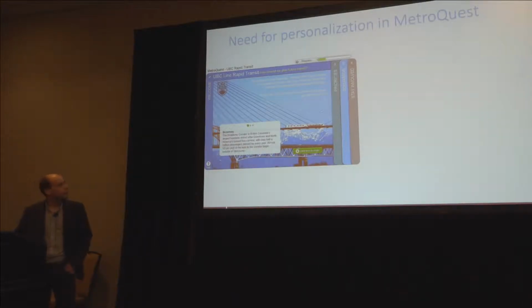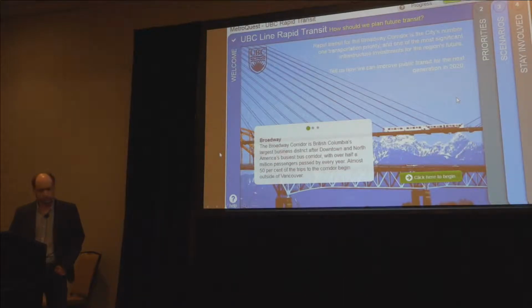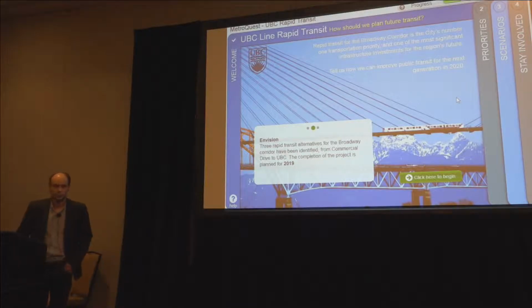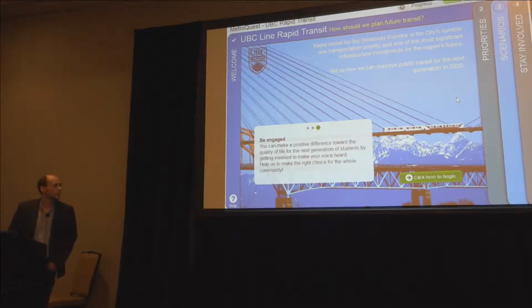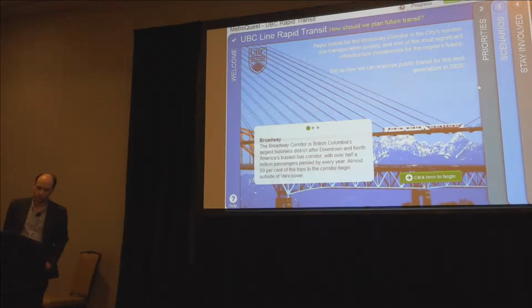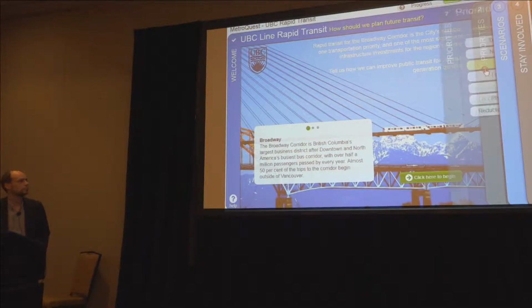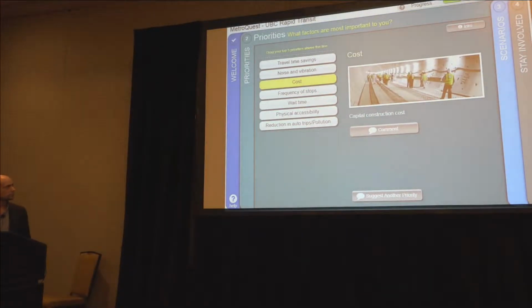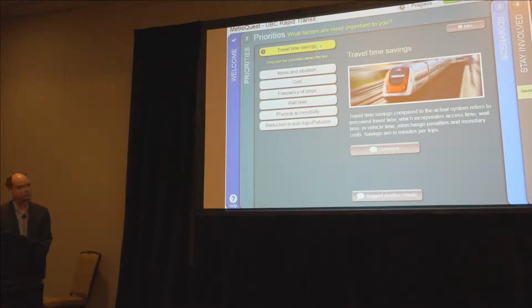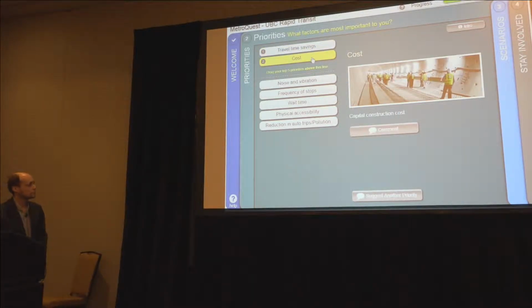All right, so I will first show you a video of how MetroQuest works. The MetroQuest interface is designed to guide the user through the process of learning and comparing three proposed transit scenarios in the city of Vancouver. Screen 1 welcomes the user and provides background information about the overall transit project. Screen 2 helps users select and prioritize which indicators will be used to compare the different transit scenarios. Here, the user selects travel time savings and cost as two of the indicators they feel are important.